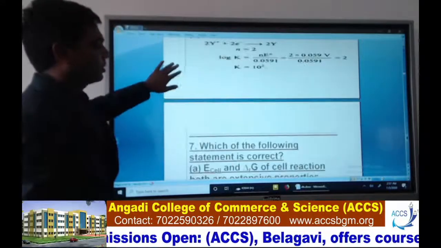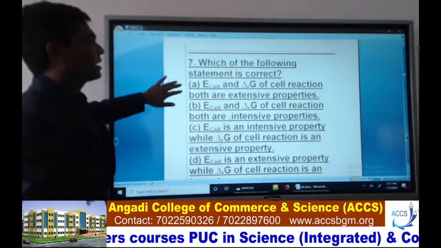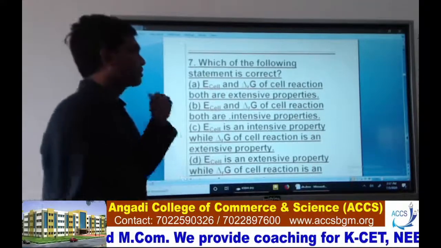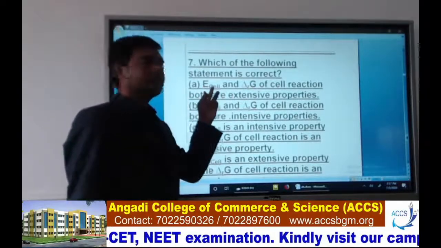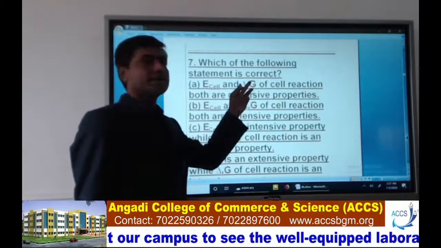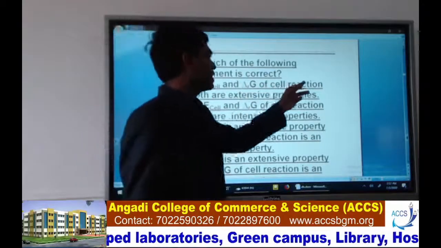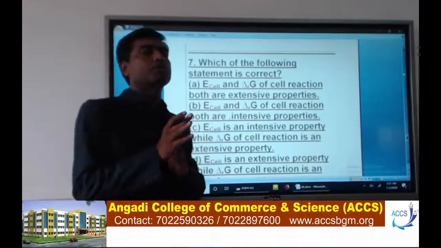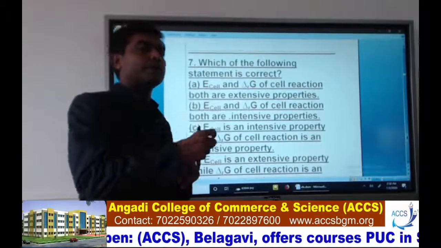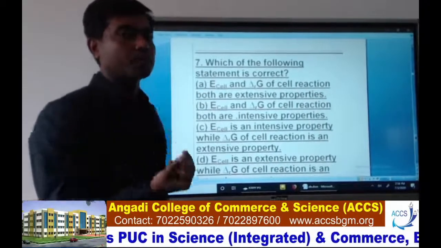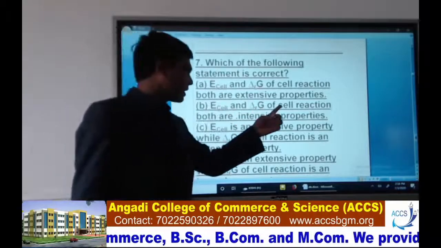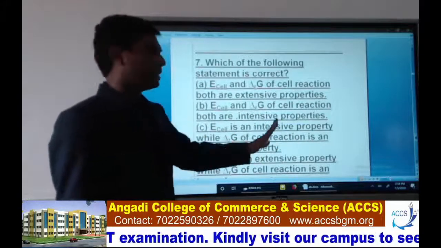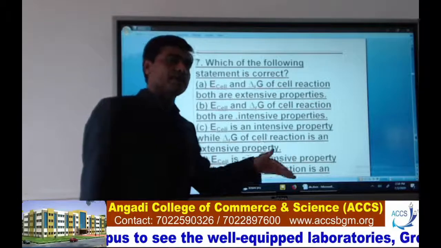Okay? Next question. Which of the following statements is correct? He has given some statements which will be correct and which will be false. Let's go and see. I will tell the meaning first. E cell, the electrode potential, and delta G. Delta G means the standard free energy change of the cell reaction. Both are extensive properties. Whenever you go for extensive or intensive property in thermodynamics, extensive depends upon the amount of a substance, and intensive does not depend upon the amount of the substance. Second one, again the same, they are intensive properties. Third option, E cell is intensive, delta G is extensive, or E cell is extensive and delta G is intensive.